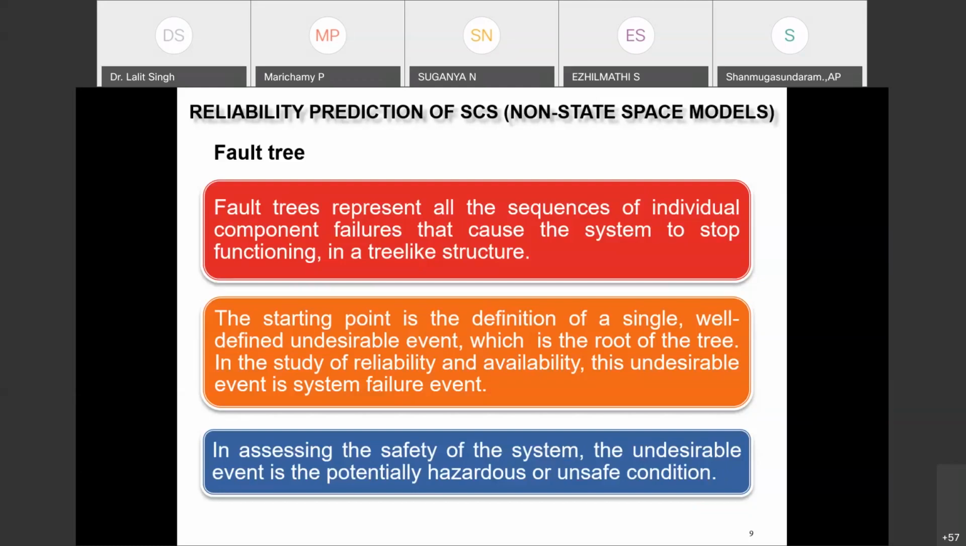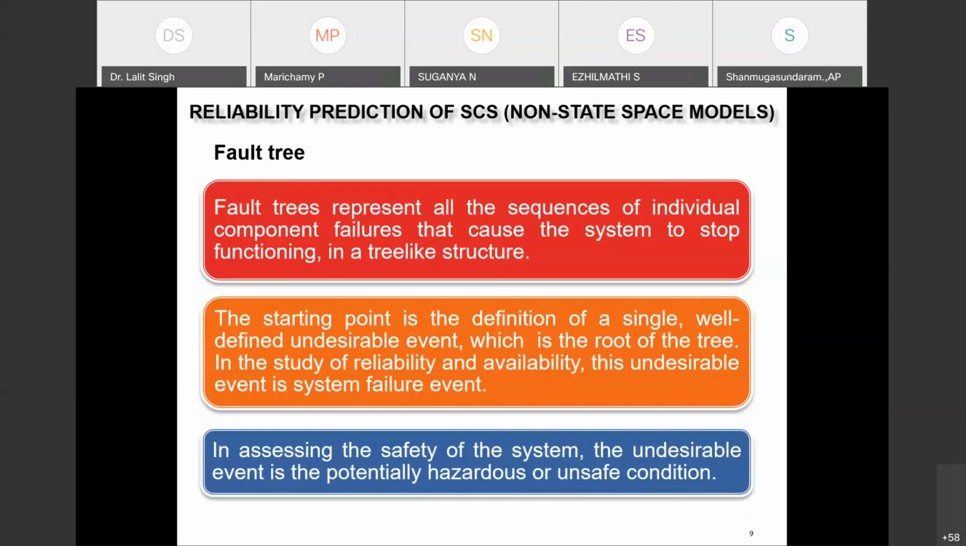Then I will try to deduce further. For example, if I say the power button is not turning on, what could be the causes? There could be a mechanical problem. Either the button might have stuck, or the contact might have been damaged. So these could be the reasons. In this way, we will deduce further and further till we reach the basic reason or basic event, and we can assign the failure probability of the basic event, and then we can solve.